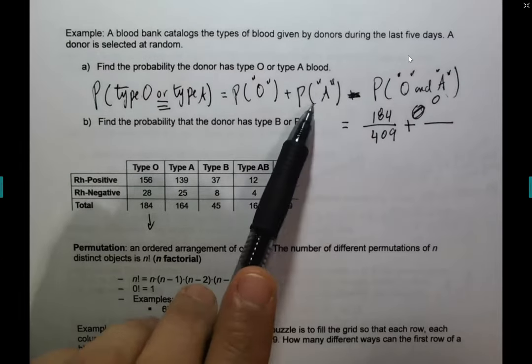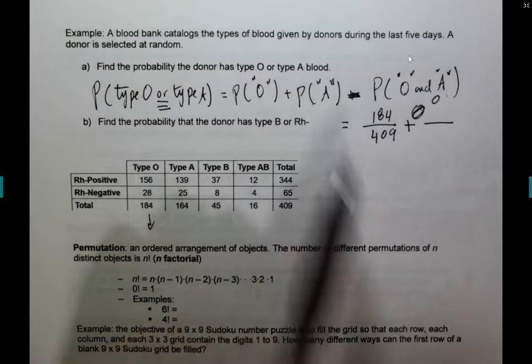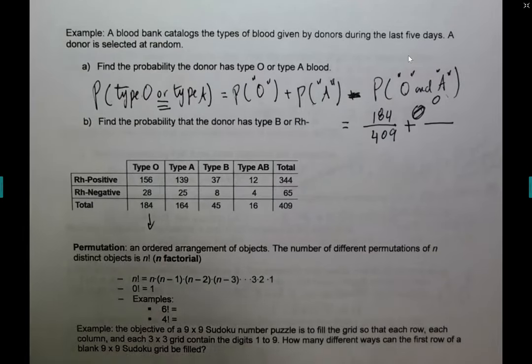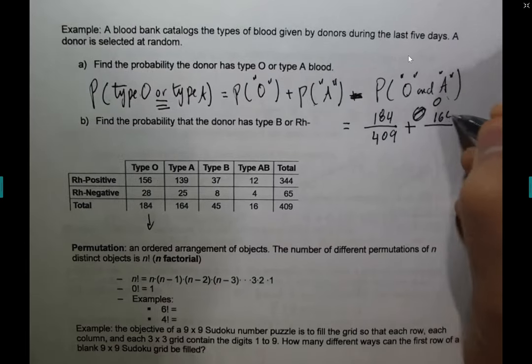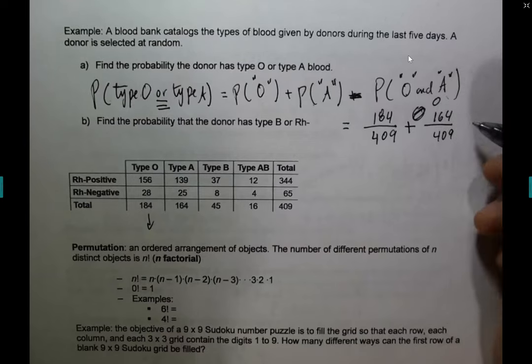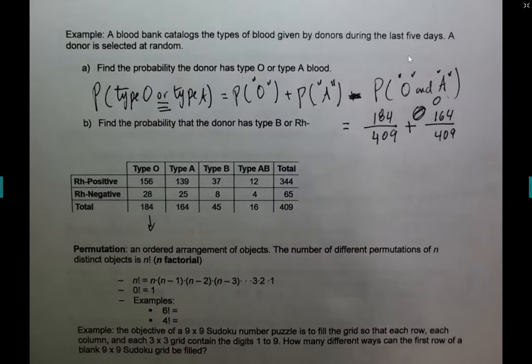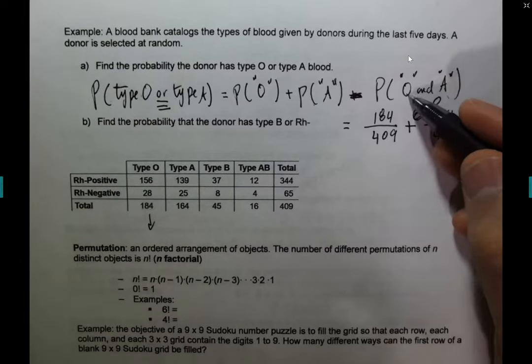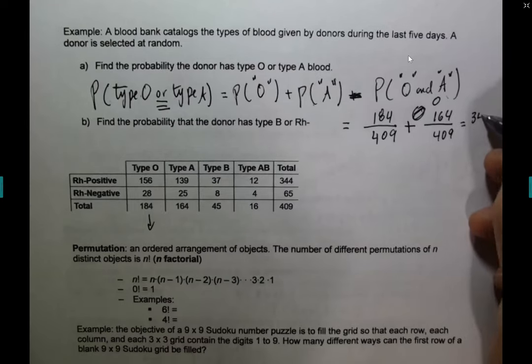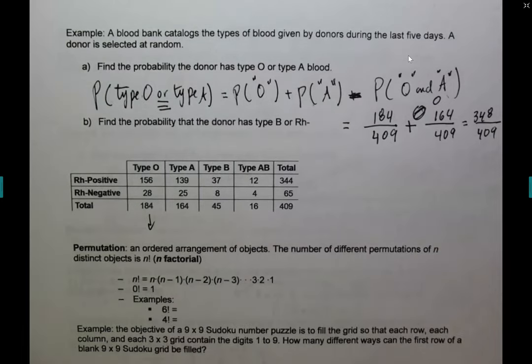What is the probability of selecting someone who has type A? 164 over 409. And minus zero, you don't have to put it, guys. It still means you cannot find someone who is type O and type A at the same time. So you just add them up. So that would be 348 divided by 409. If you're doing homework online and it says give me three decimal places, divide. If not, just leave it. That would be acceptable.